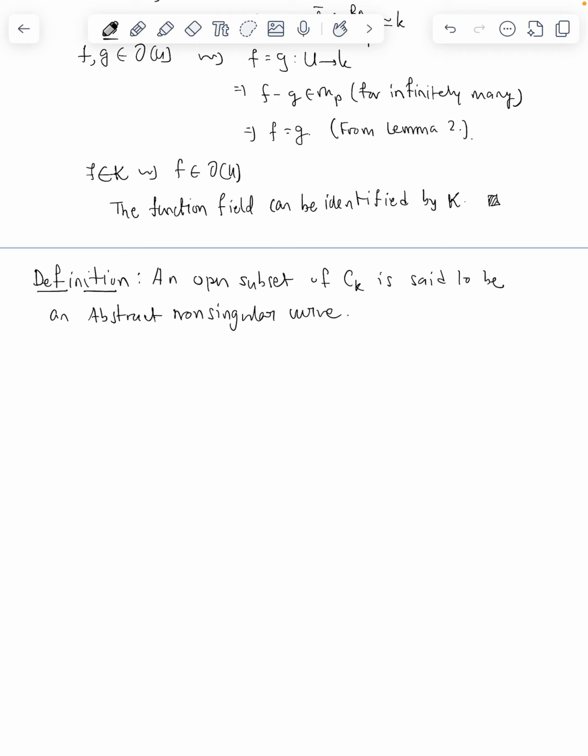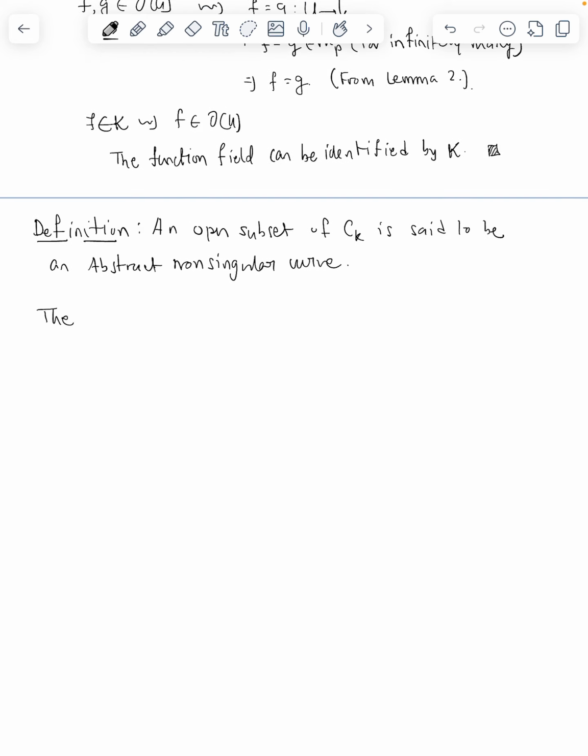And we'll see that any such abstract non-singular curve is isomorphic to a quasi-projective non-singular curve, and vice versa too. That means if I give you a non-singular quasi-projective curve, say Y, you can show it is isomorphic to an abstract non-singular curve. And if I give you an abstract non-singular curve, you can show it is quasi-projective. So in particular, the curve CK itself is an open subset of itself, so that should also be a quasi-projective curve. That will be the main theorem. But before going into that, let me do the easier one.